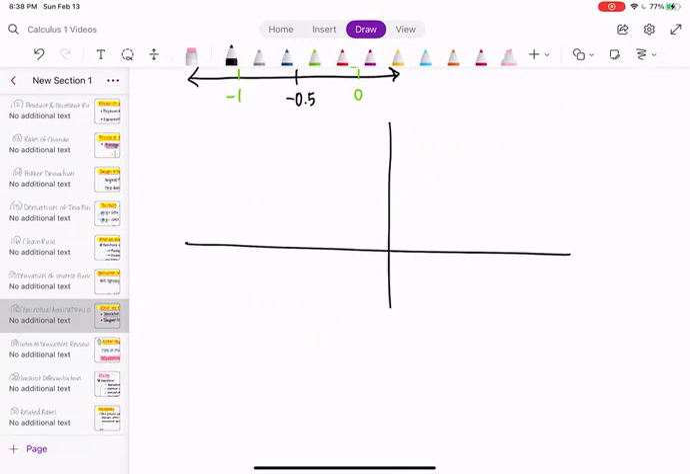And I'm going to do -1, -2, -3, 1, 2, and we'll do 3 just for good measure. I know that it changes concavity here, and I know that it changes slope at these points.